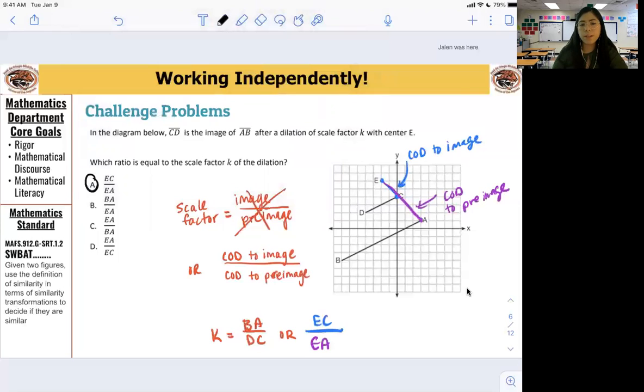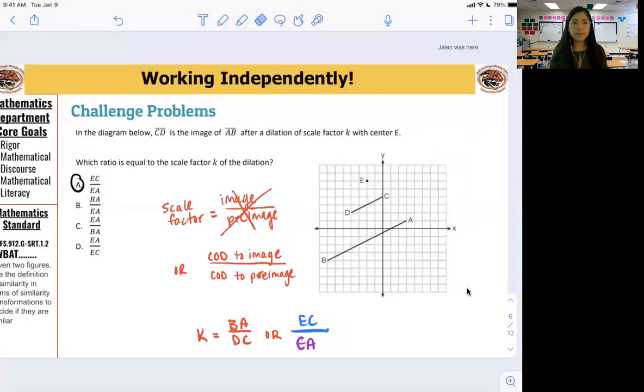Okay, so there you go. So there's two ways to calculate the scale factor. Either you just calculate the image, calculate the pre-image, you're done. Or you can also go from the center to the image, and then from the center to the pre-image. It works both ways. Okay, so any questions on this one? Okay, cool.